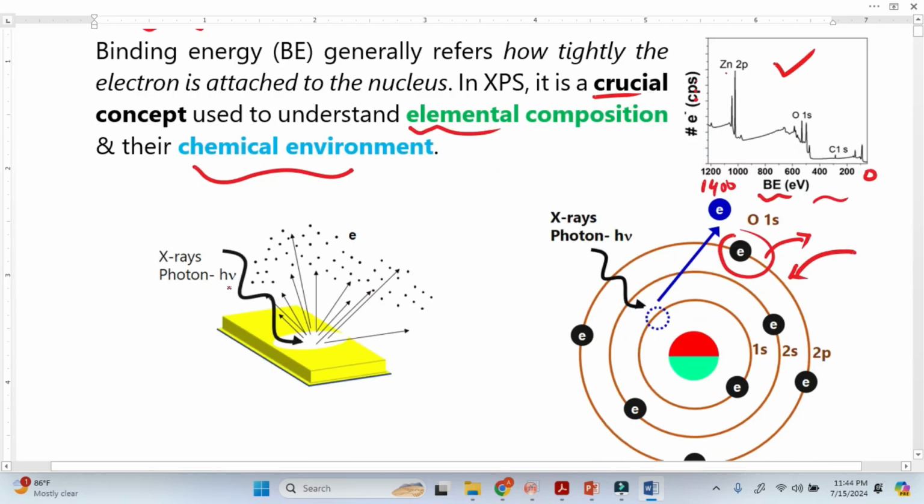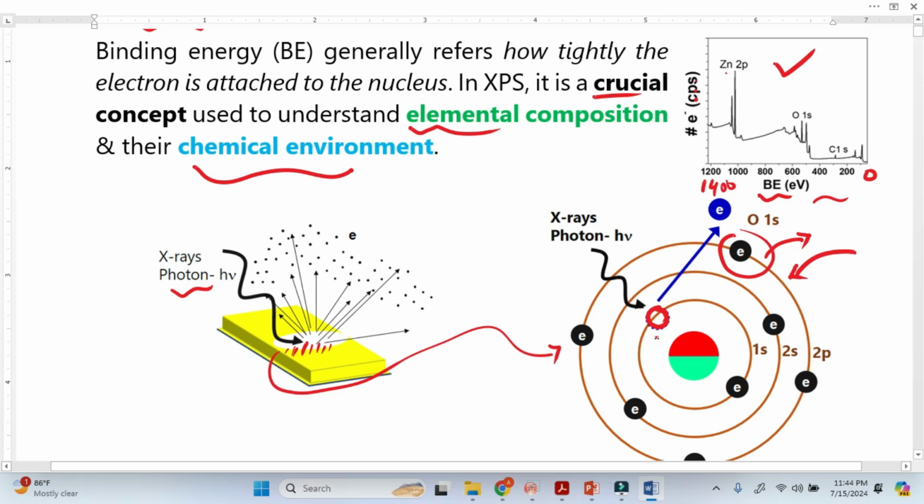In X-ray photoelectron spectroscopy, we simply bombard X-rays of known photon energy on the sample, and the photoelectrons are ejected from the sample. Let's suppose this is an oxygen sample, and if we take one atom from oxygen, it looks like this one here. So the binding energy basically means how tightly these core electrons are bound to the nucleus.